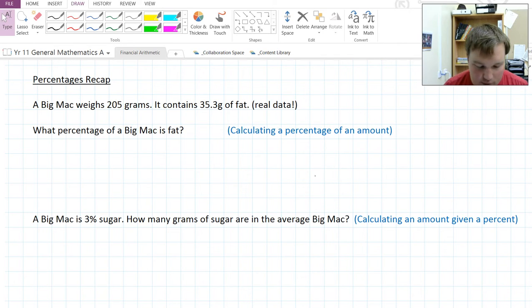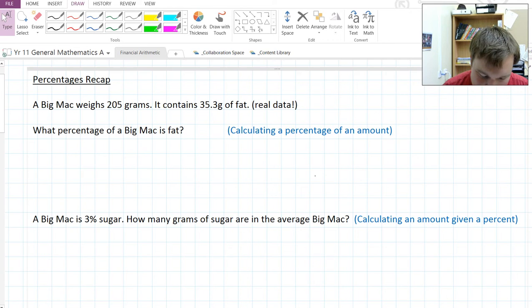Alright, today we are looking at percentages and how to use percentages, and rather than just going through dry formulas, I thought I'd work through a bit of an example for us. So, a Big Mac weighs approximately 205 grams and it contains 35.3 grams of fat. So the question here is, what percentage of the Big Mac is fat? And this is calculating the percentage of amount. You'll have done it every time you get a test back.